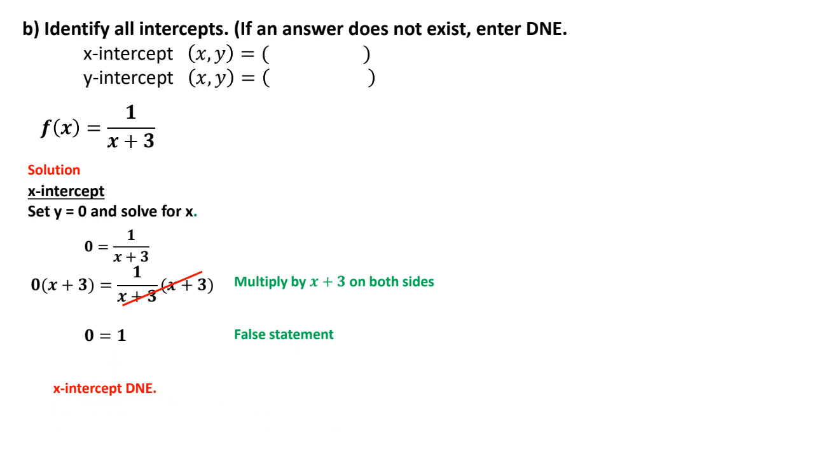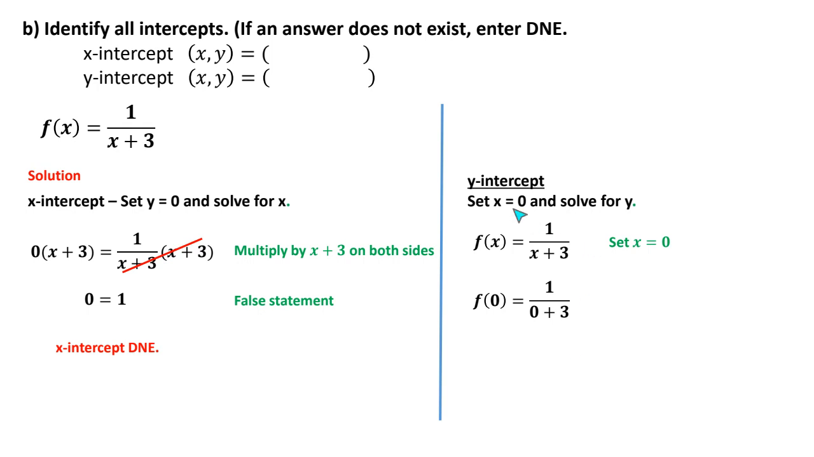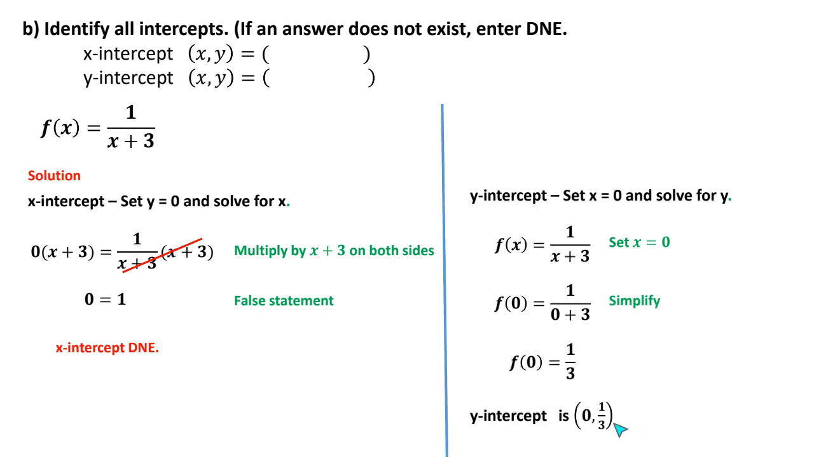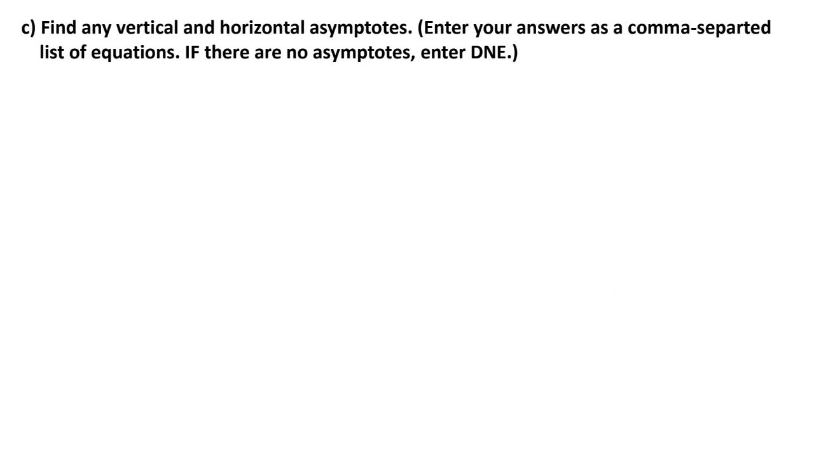Now let's try the y-intercept. So the y-intercept, we let x equal 0. So if x is 0, we're going to end up with 1/3. And so the y-intercept is 0 and 1/3. Then to graph, we're going to need to know the vertical and horizontal asymptotes.